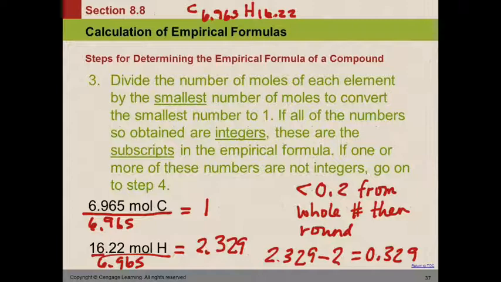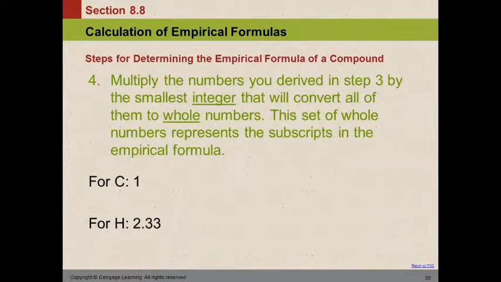So then what do we do? Okay, last step. If you don't end up with whole numbers or numbers that you can round, then you multiply by the smallest integer that will convert all of them to whole numbers. And there are two ways to approach this. Now, they rounded the 2.329 to 2.33, which I don't recommend doing, so I'm going to fix it. So we leave it at 2.329? Yeah, you should really keep it at 2.329. They're being sloppy.